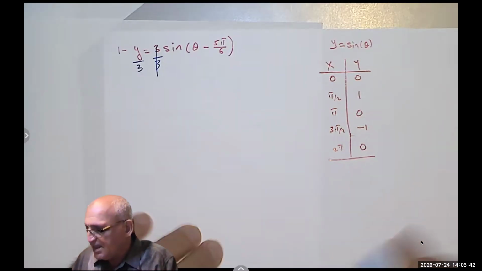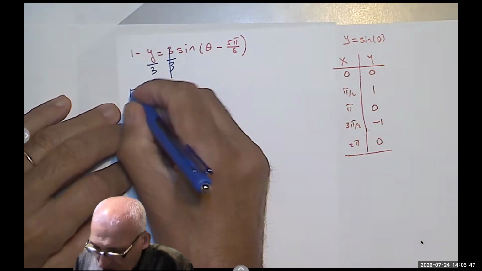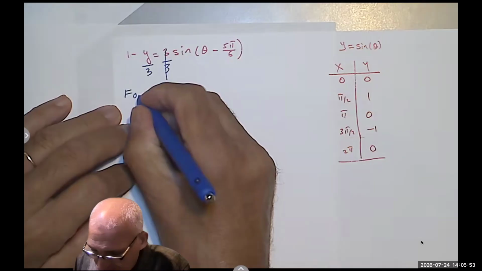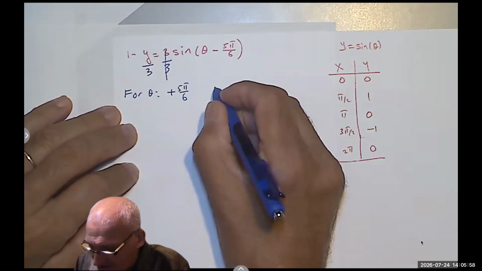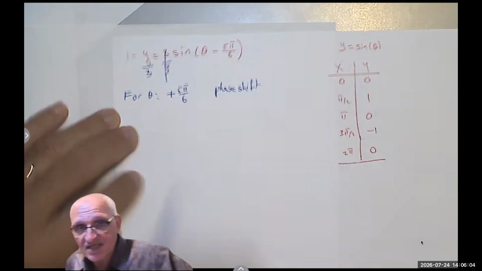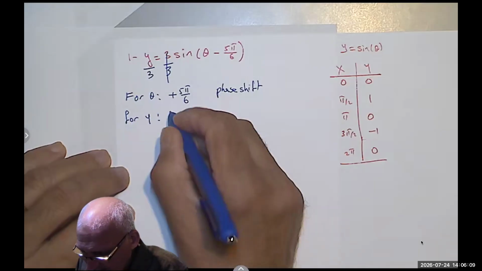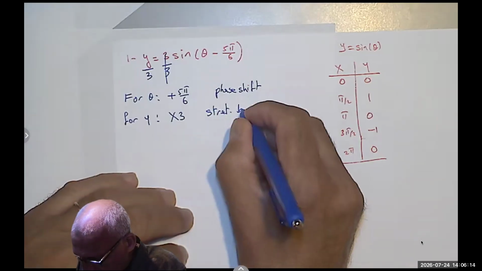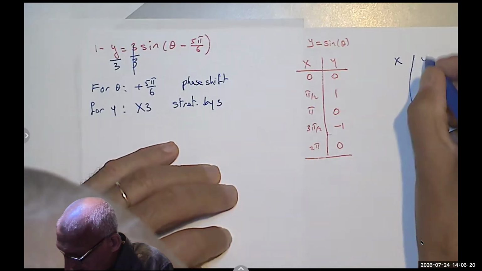We know that. And now we are coming here to say, well, what should we do to make this thing theta? For theta, I simply need to add 5 pi over 6, and that is a phase shift of 5 pi over 6 to the right, because I have to add. For y, I simply multiply by 3. That's stretching by a factor of 3. So now I can create my function table very easily.